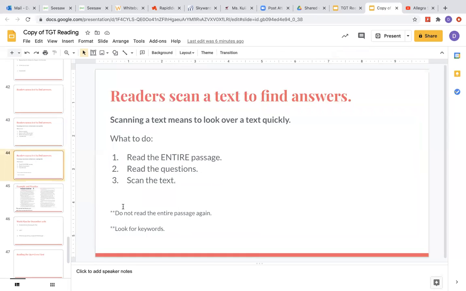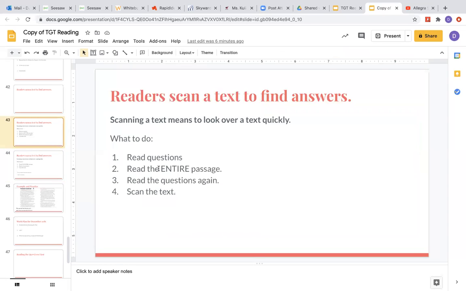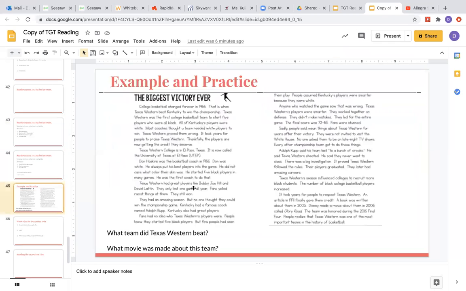So we're going to practice this again, okay? The whole point is that you shouldn't have to read the passage more than once, because you read the question, read the whole passage, read the questions again, and then scan the text for the answer. All right, so we're going to be reading this again, this college basketball team.